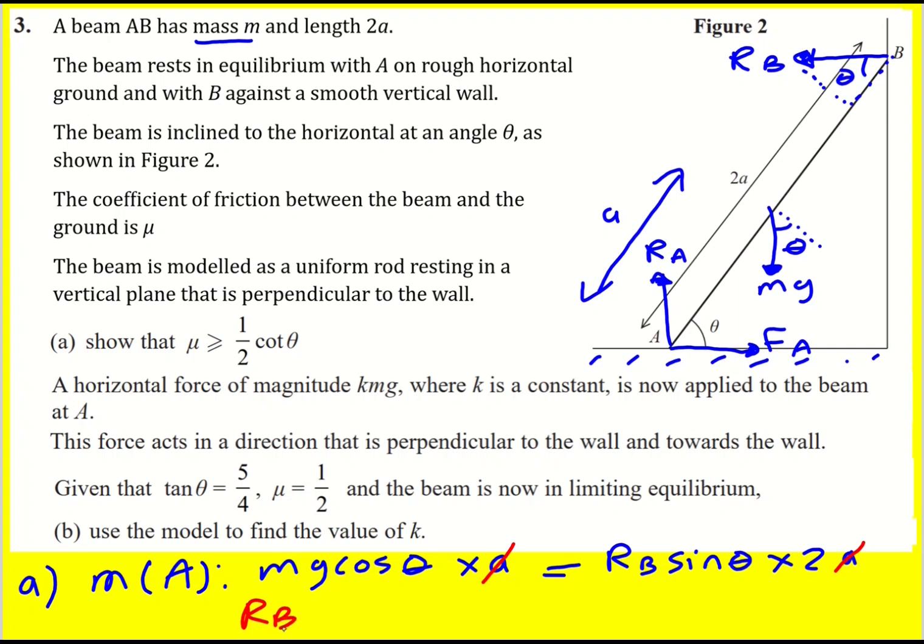And then rearrange to find RB. So it's going to be mg cos theta divided by 2 sine theta. I'll just rewrite that as a half mg, because dividing by 2 is the same as multiplying by a half. And then cos theta divided by sine theta becomes cot theta.